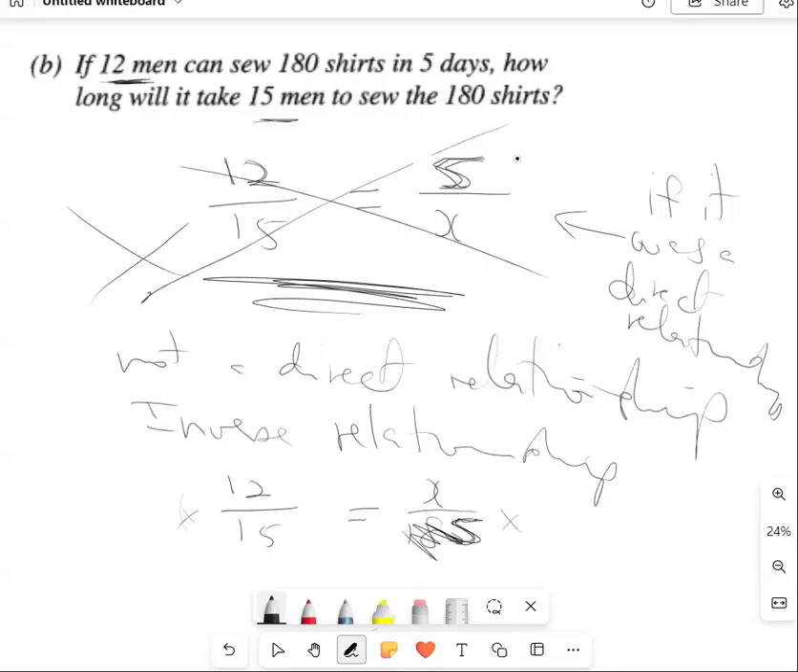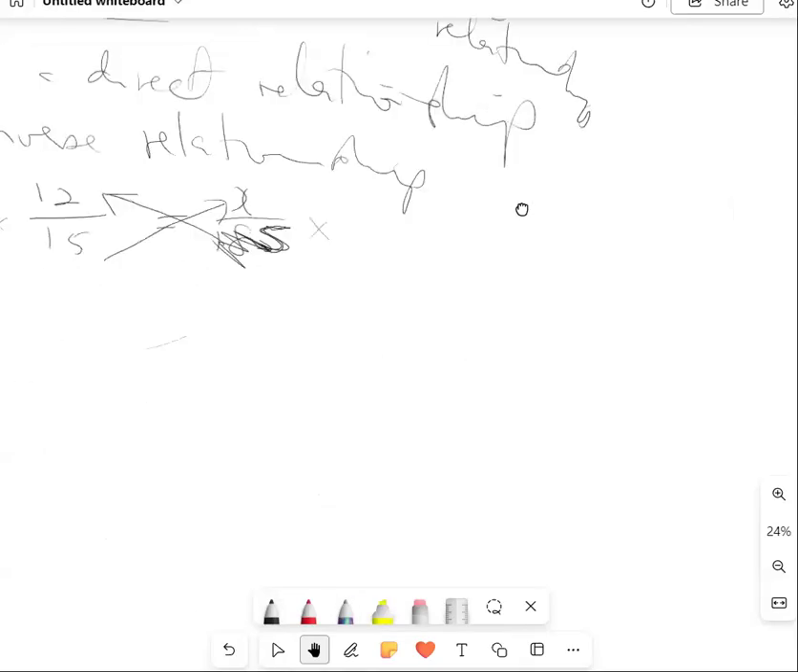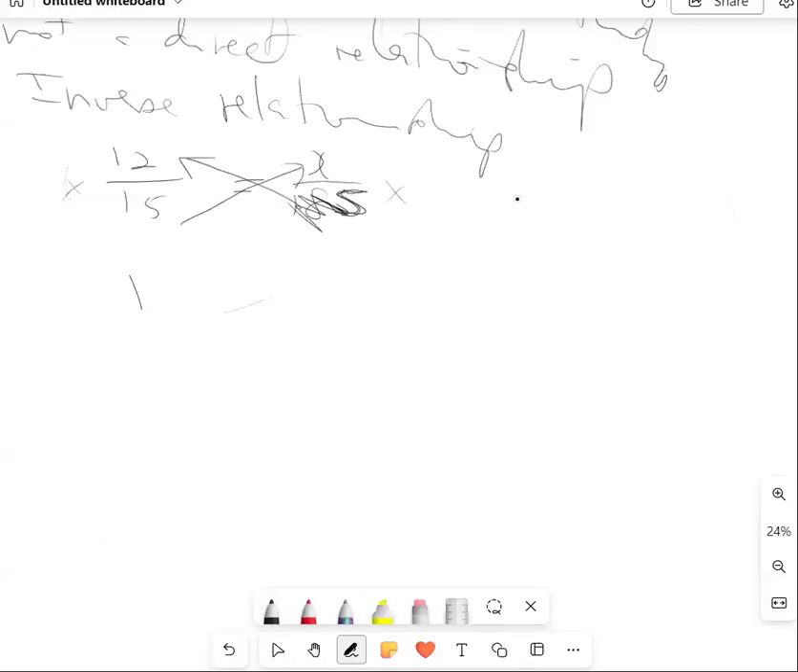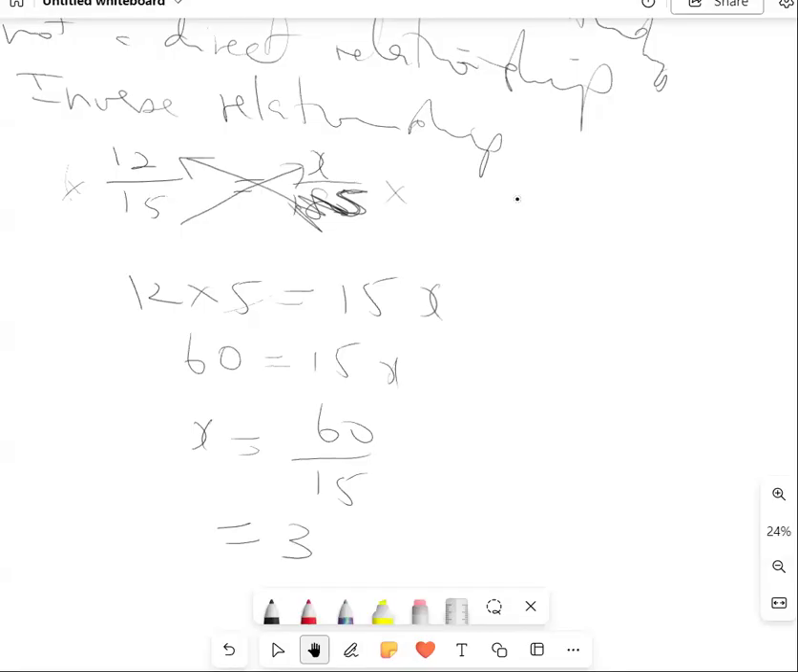So now we have to solve for x. If you were to cross multiply, you'll get 12 multiplied by 5 equal to 15x. The 12 by 5 is 60. So x is equal to 60 divided by 15, which is 3 days. So the 15 men are going to take 3 days.